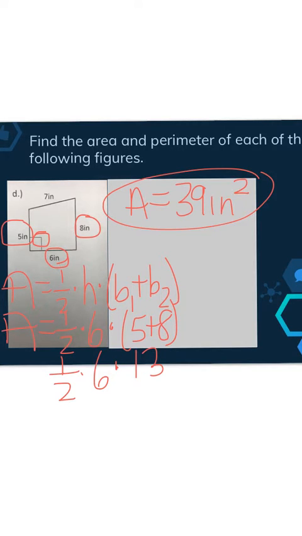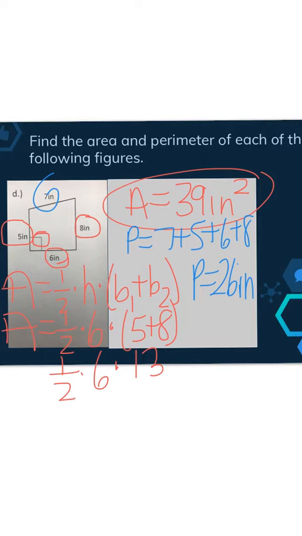For your perimeter, you need to add the 7 into the mix. So add your 4 sides up, and you have 7 plus 5 plus 6 plus 8. And you get your perimeter is 26, and your label is inches.